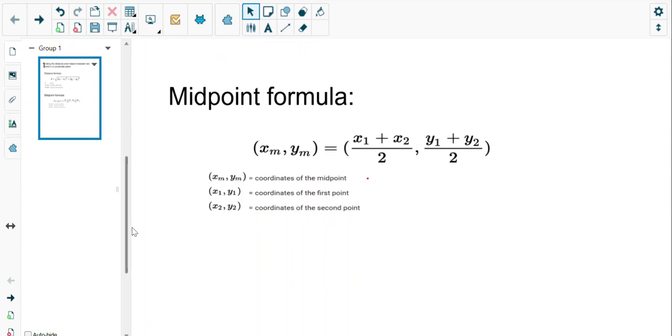And for the midpoint, this is the formula. You have to add the two x coordinates, divide by 2, and then you have to add the two y coordinates and divide by 2. So algebraically, this is the method that we follow. But there's an easier trick using Desmos to find the same things, like the distance between two coordinate points and the midpoint between two coordinate points. So let me show you how to do that in Desmos.